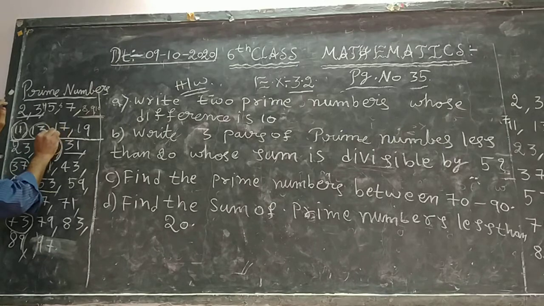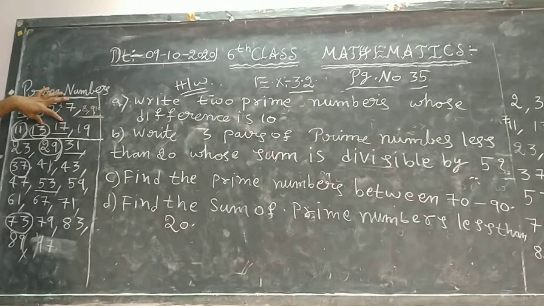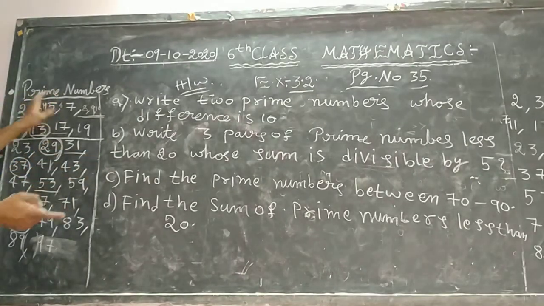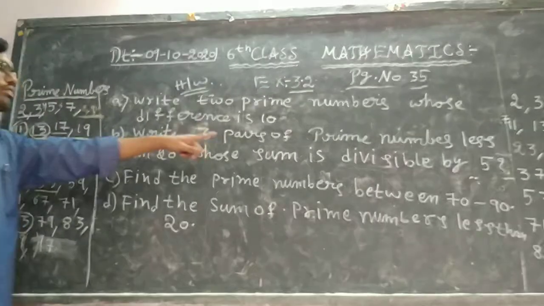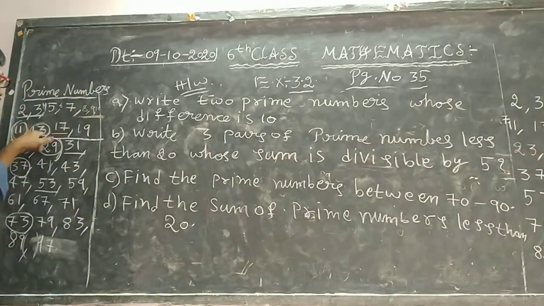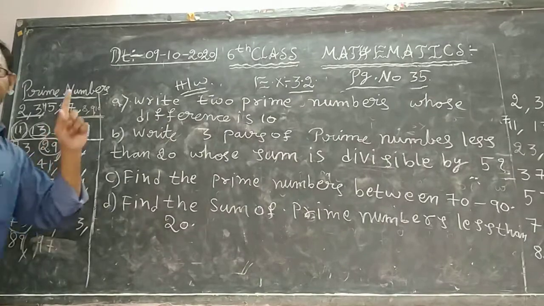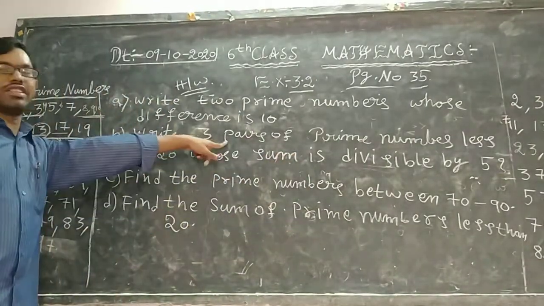Next, see children. 17 is a prime, 13 is a prime. 17 plus 13 is 30. Okay, it is also divisible by 5. Okay, like this. You add two numbers, children. So those numbers should be divisible by 5. In the result, if you are adding the two numbers, the ones place should be either 5 or 0. So those type of numbers you are supposed to identify in three pairs.